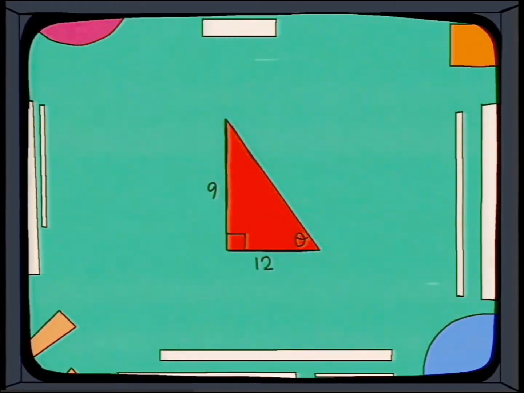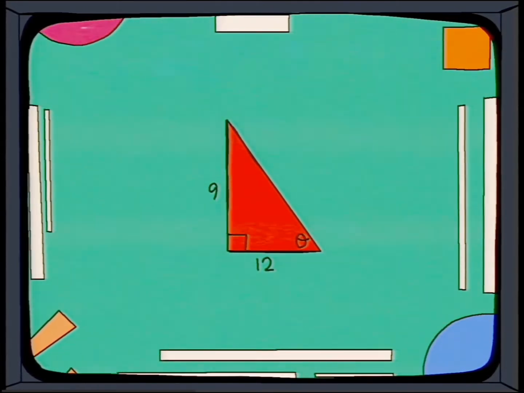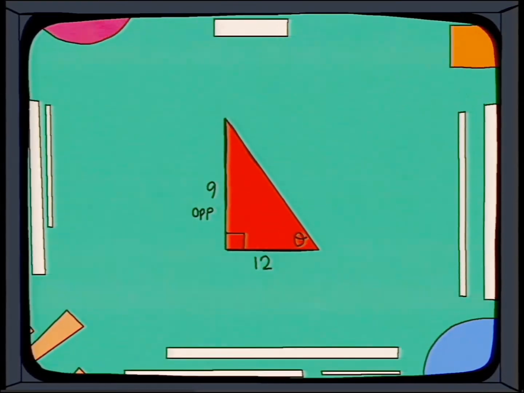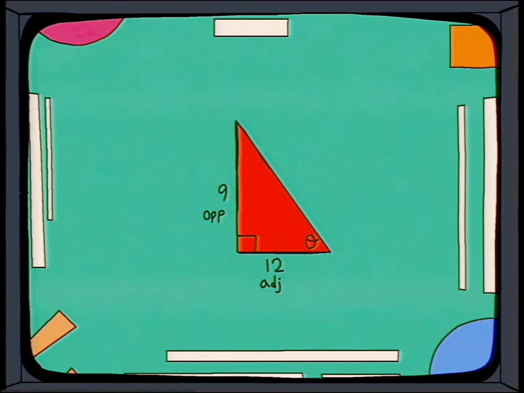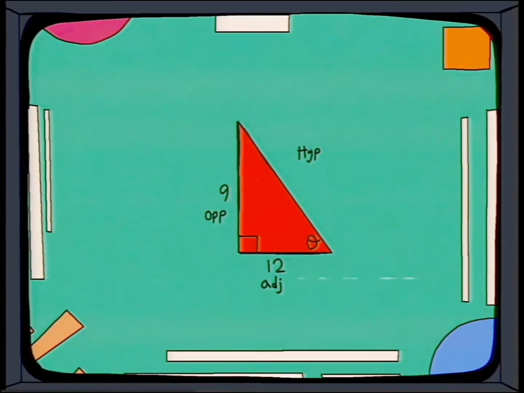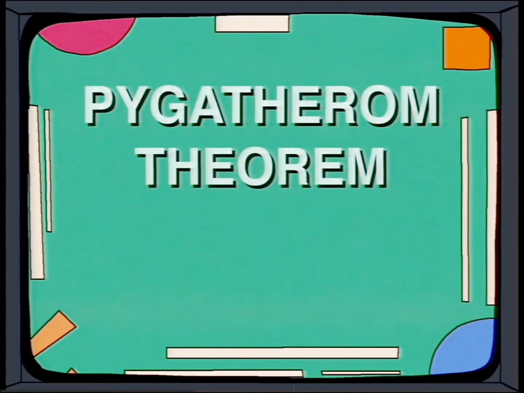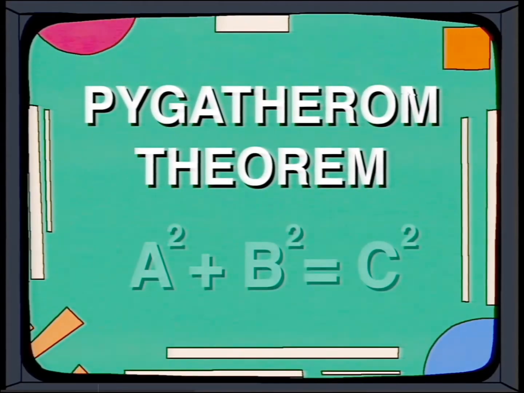For this first example, we're going to have to find the three trig functions. So we have this triangle. We only have two sides, the opposite and the adjacent, 9 and 12. We're missing the hypotenuse. How do we get the hypotenuse? Well, first we need to use the Pythagorean theorem to find the side. If you don't know what that is, let me remind you.